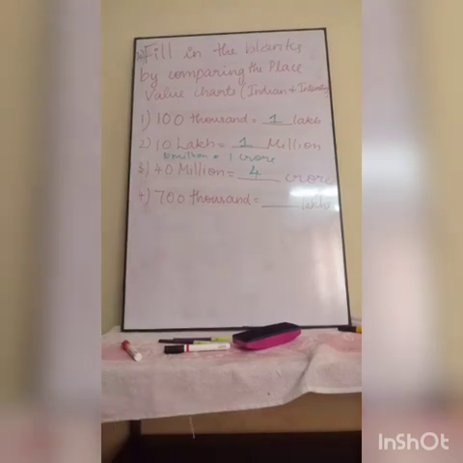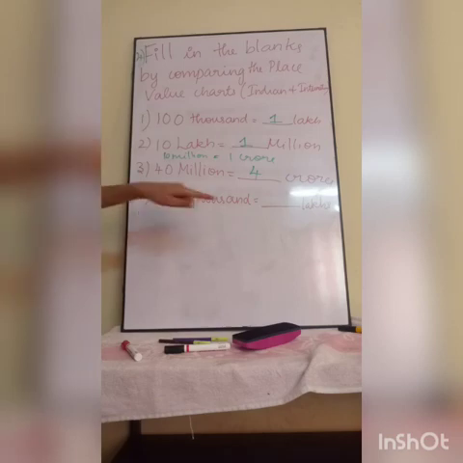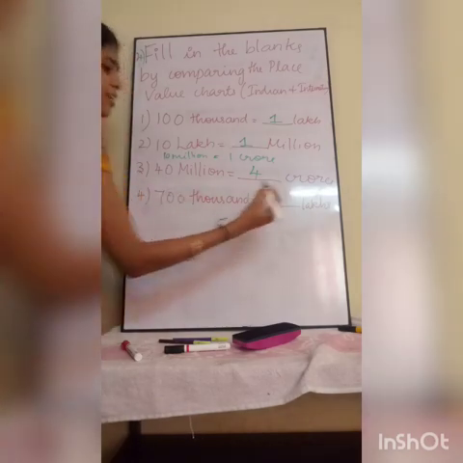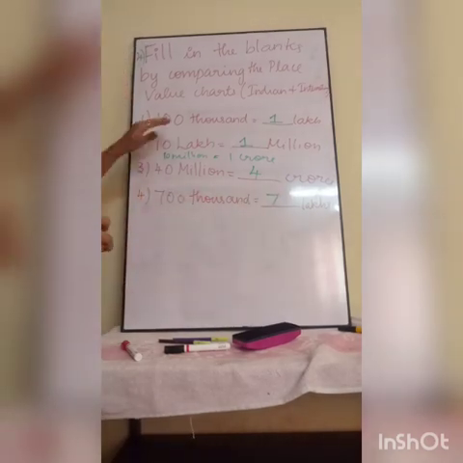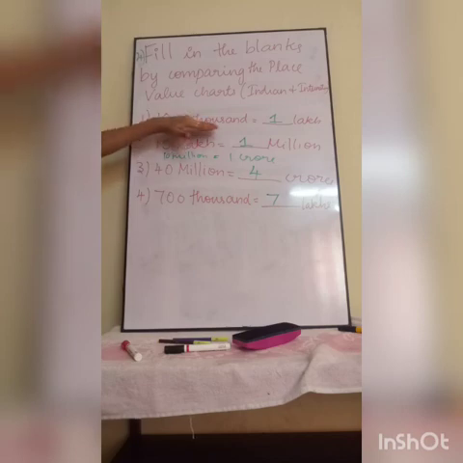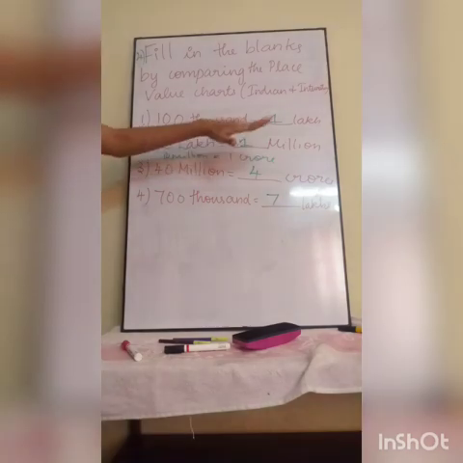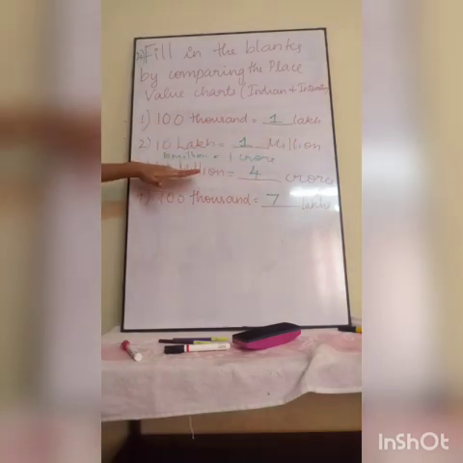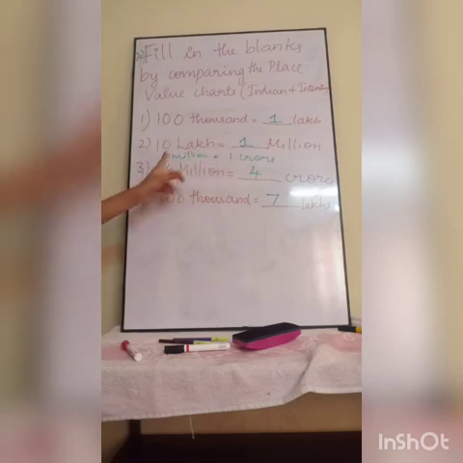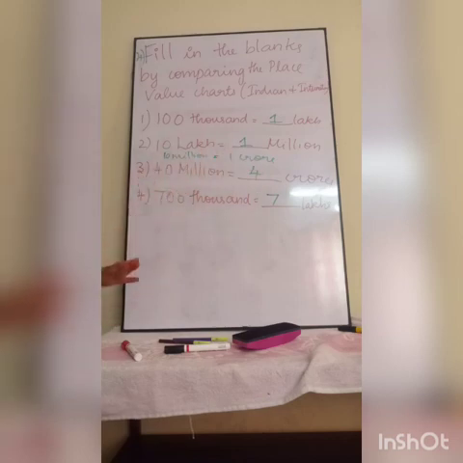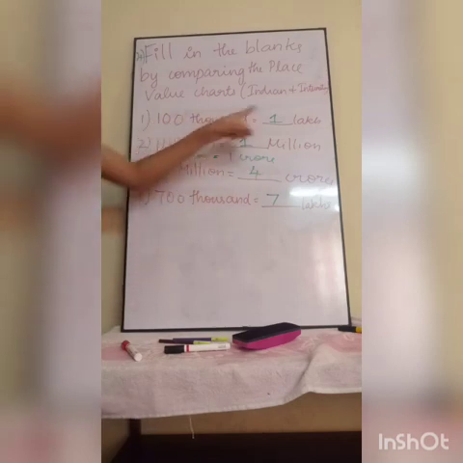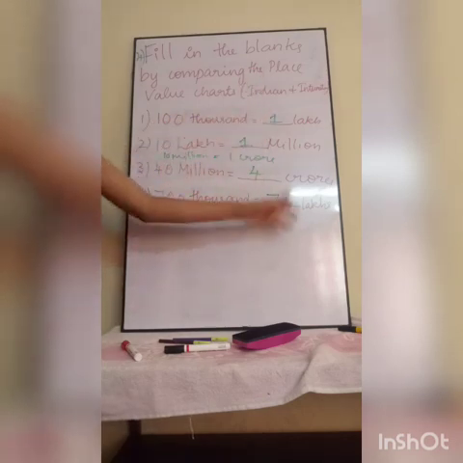Next, 100,000 is 1 lakh means 700,000? 7 lakhs. Okay, and again I will teach you. 100,000 is 1 lakh. Next, 10 lakh is 1 million. And here 40 million is 4 crore. Why? Because 10 million is 1 crore. So 40 million is 4 crore, multiplying by 4, so I am getting 4 crore. Here 100,000 is 1 lakh means 700,000 is 7 lakh.